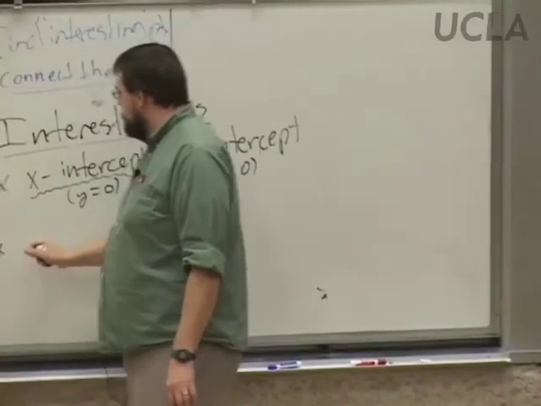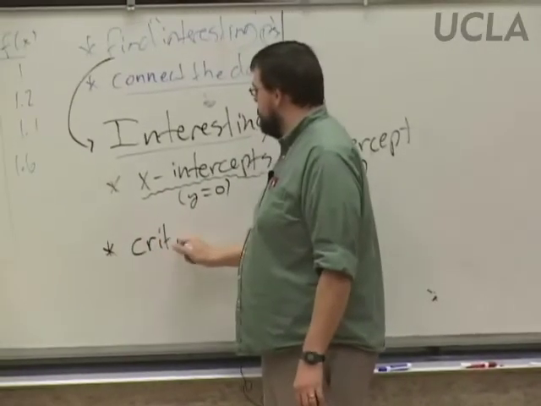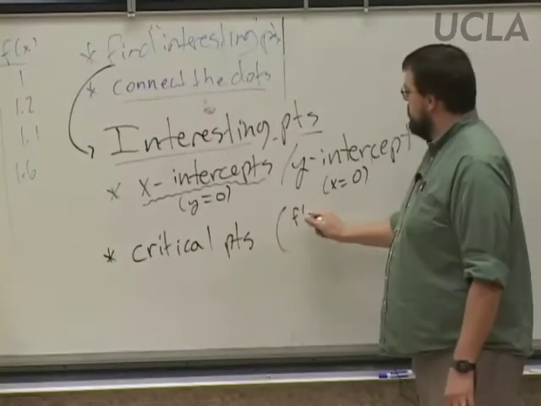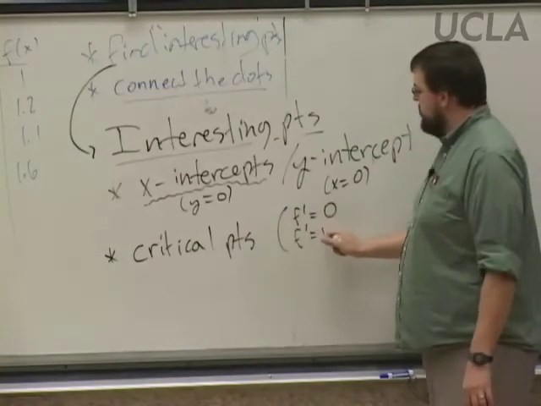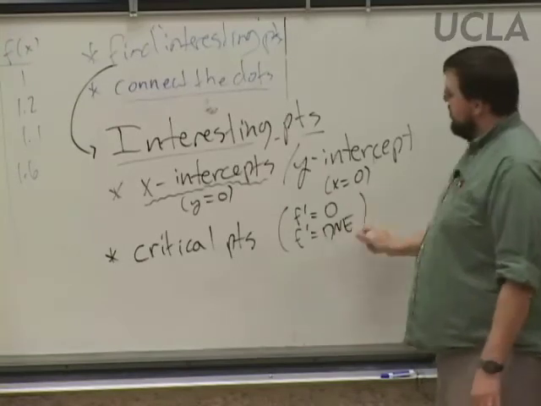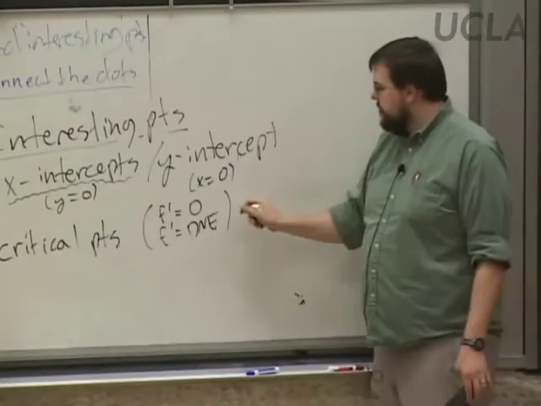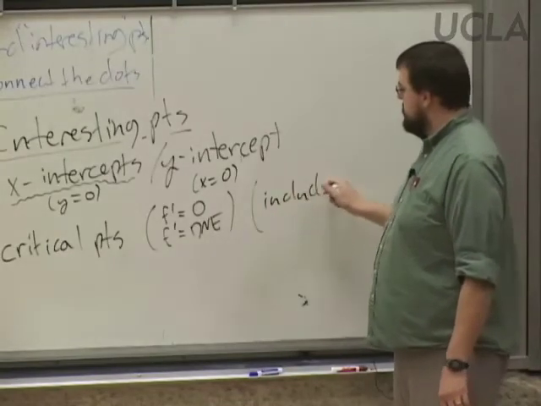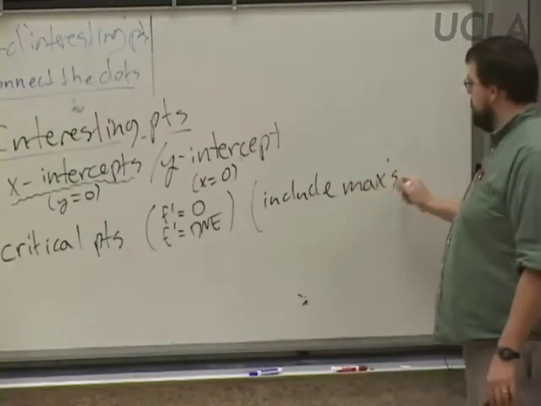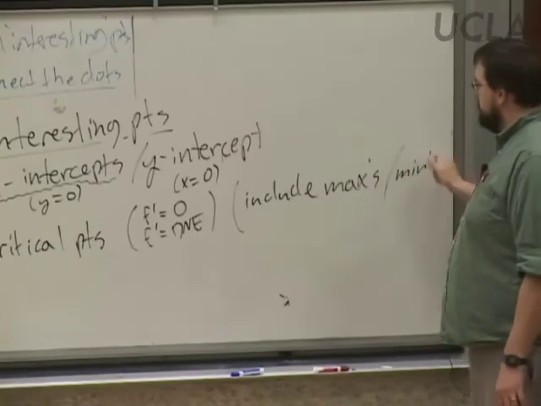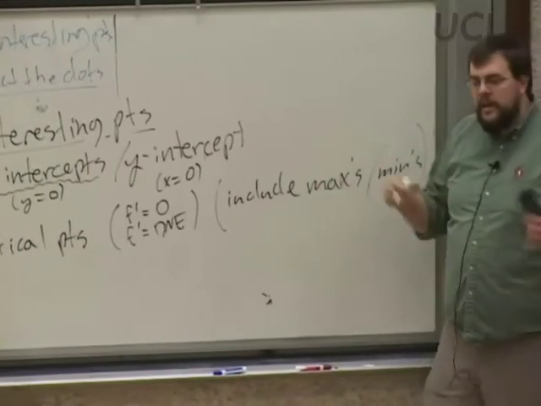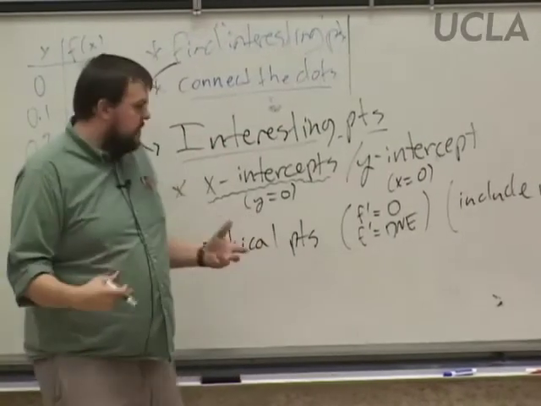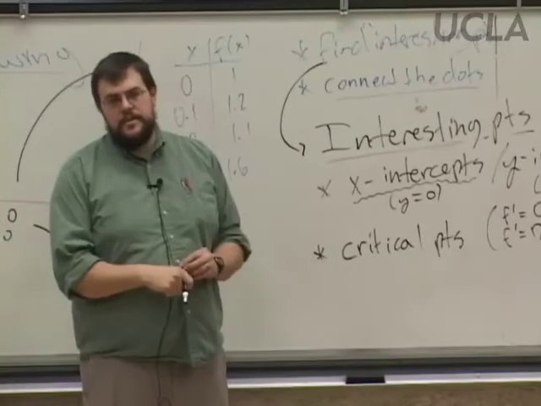Also some interesting points are critical points. This is where the derivative is 0 or the derivative is undefined. One of the reasons these are interesting is because these correspond to maxes and mins. And usually maximums and minimums are something that we're interested in finding. We're interested in finding the largest that the value of a function can be and the smallest that the value of a function can be.